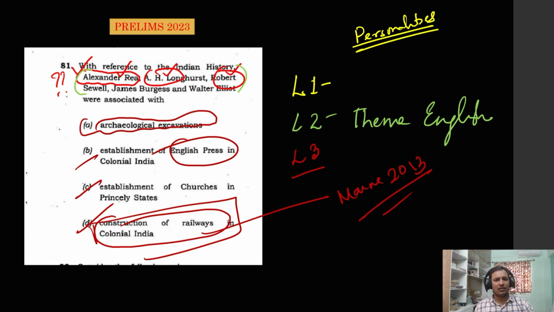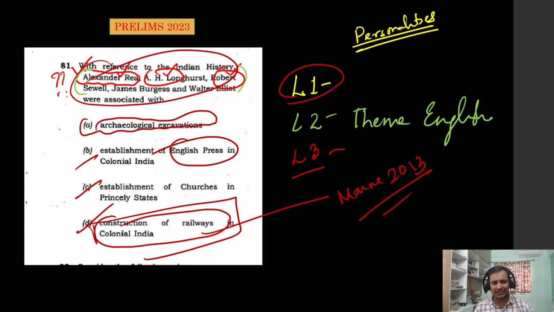I think there was one question on Lord Dalhousie and his contribution for the railways. You can go and check the question that year. Okay, so my point is a larger point here, that how you have to prepare. So this is what? This is layer 3. Layer 1 is what? The question which has been asked. So I should know everything about the question.